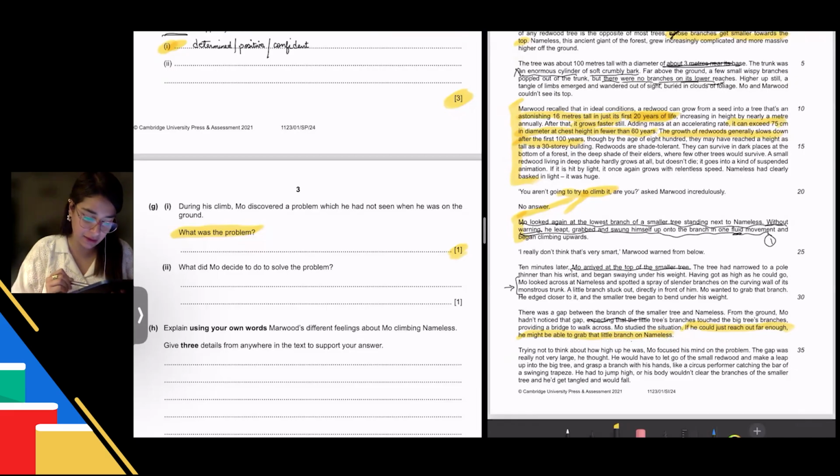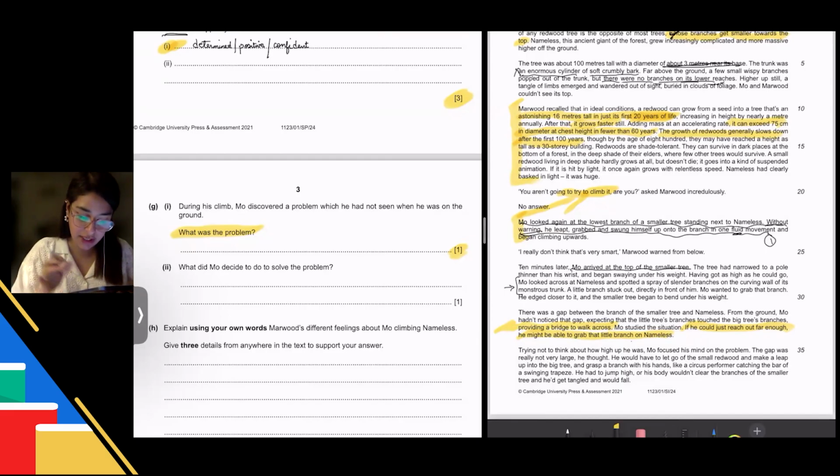Expecting that the little tree's branches touched the big tree's branches, providing a bridge to walk across. So this basically highlights the idea of how he expected it to be a bridge. The fact that the word expected is used here means it's something that he thought would happen, but probably did not in this case.